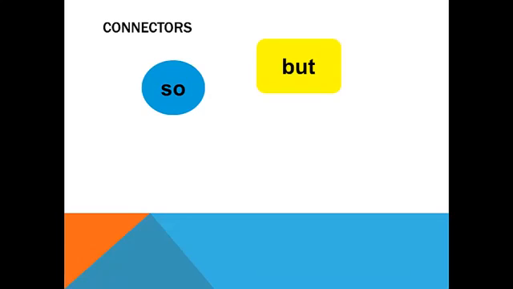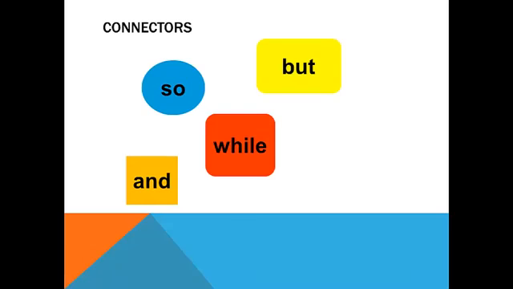Let's see more examples of connectors. The following, while. When we use while, we use it mainly to express two actions at the same moment. We use the connector while to express two activities happening at the same time.